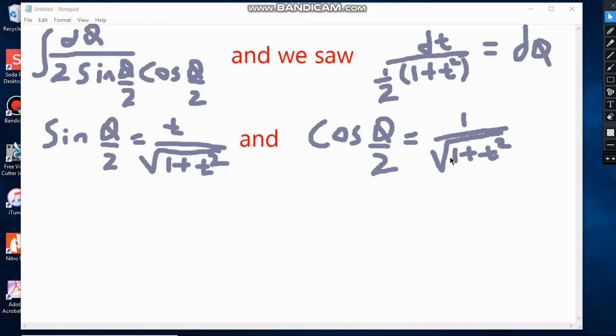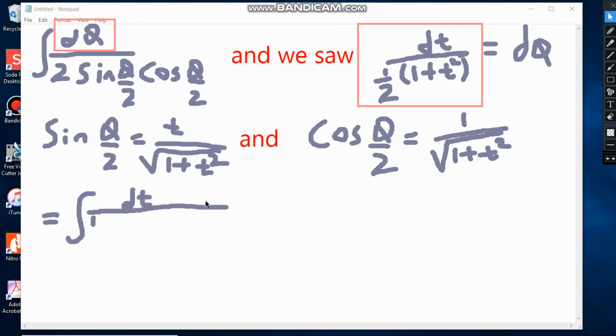So when I substitute these expressions into this integral, in the place of d theta I put dt over a half bracket 1 plus t square, times bracket 2, and where there is sine theta over 2, I put t over the square root of 1 plus t square, and where there is cos theta over 2, I put 1 over the square root of 1 plus t square.